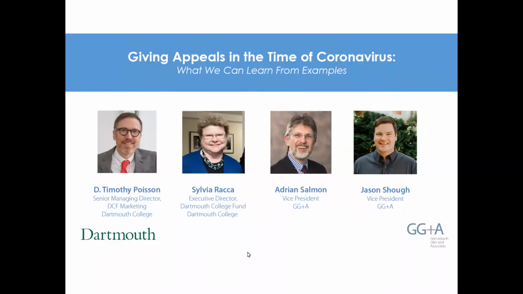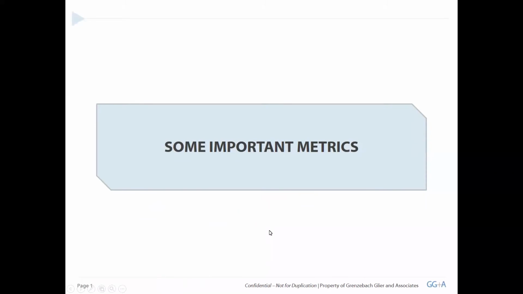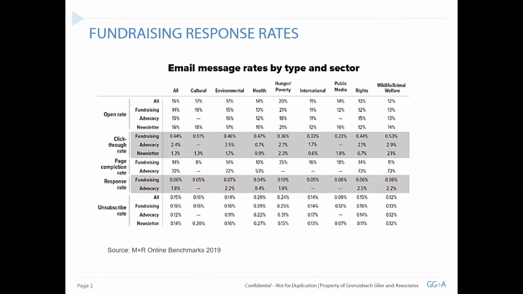And I'll kick off and talk a little bit about some important metrics. So most of us are pivoting to digital in a big way. And the best metrics for online fundraising that I know of are the M&R online benchmarks that are now in their 10th or even 11th year of being produced. These are benchmarks for around 100 US nonprofits that take part every year with raw data, so it's really great information.